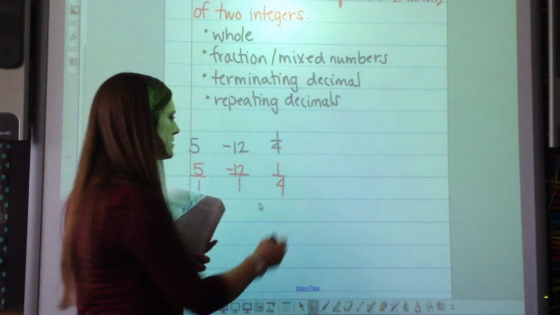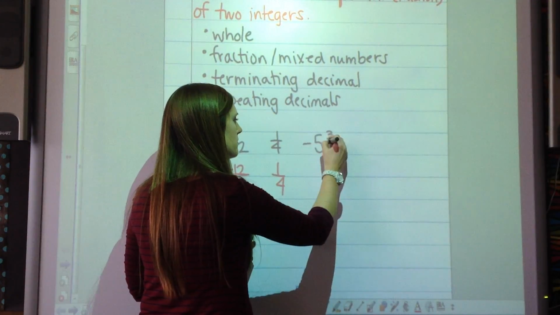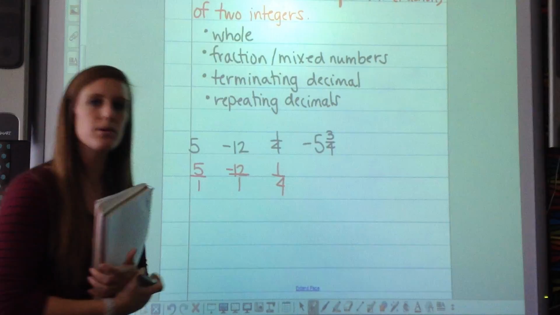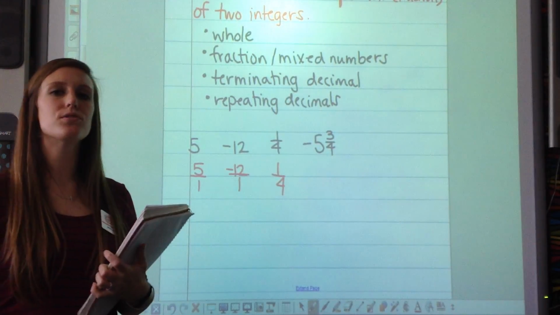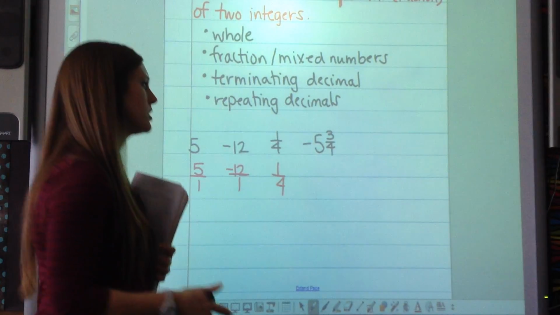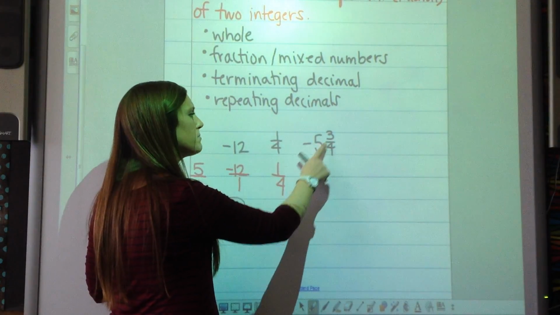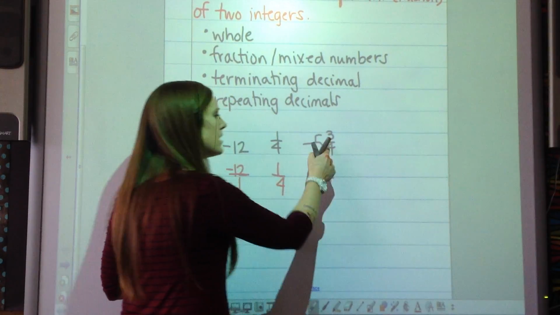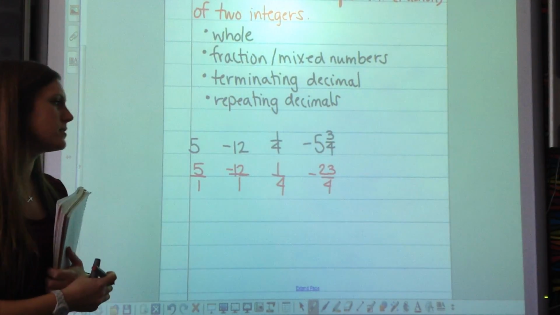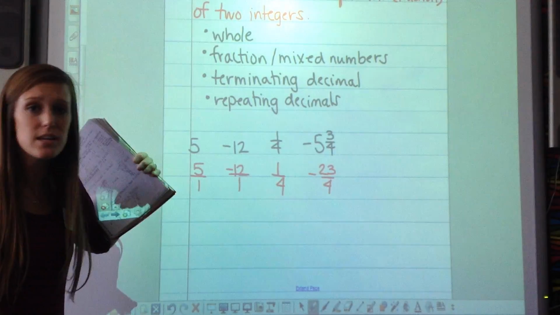They might give you a mixed number. Is this a rational number? Yes, because it already is a fraction. You could also turn it into an improper fraction. So 4 times 5 is 20, plus 3 is 23. This is negative 23 over 4. Yes, this mixed number is rational because it can be turned into a fraction, or it already is a fraction.